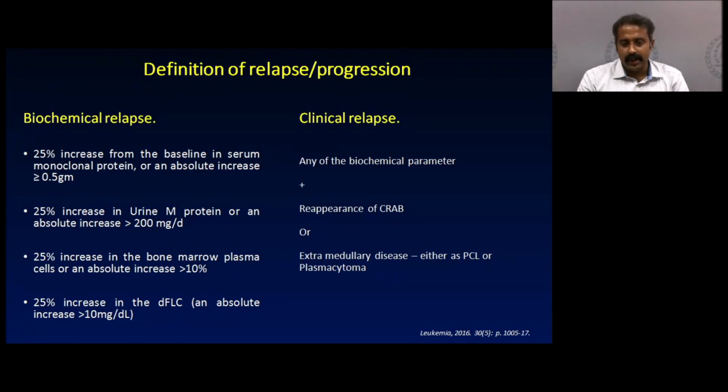If this biochemical relapse is associated with a reappearance of either hypercalcemia, renal failure, anemia, or bone lesion, you call it a clinical relapse. A patient is also said to have a clinical relapse if the patient develops any extramedullary disease, either as a plasma cell leukemia or a plasmacytoma. If you develop a biochemical relapse, treatment need not be started immediately. These patients need to be followed up often, but once you develop a clinical relapse, the patient has to be started on treatment immediately.